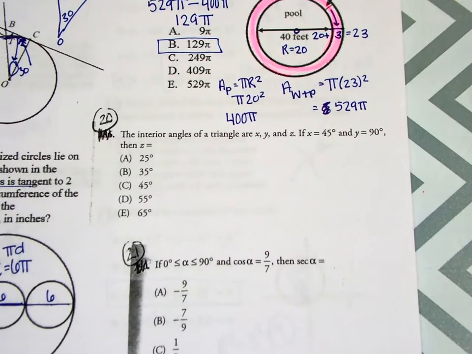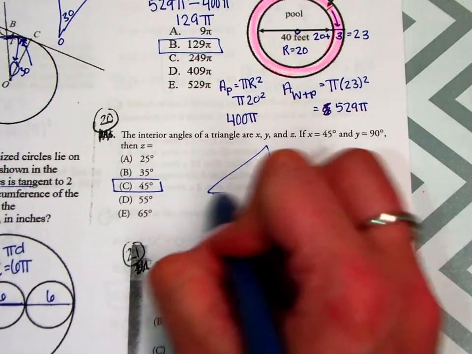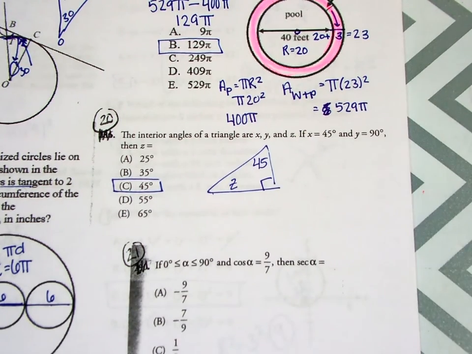Number 20, the interior angle of a triangle is XYZ. X is 45, Y is 90. What is Z? Well, it is clearly 45. This is a 45, 45, 90 triangle. So you're trying to solve for Z. You can add that up to 180 and subtract, or recognize it's a 45, 45, 90.